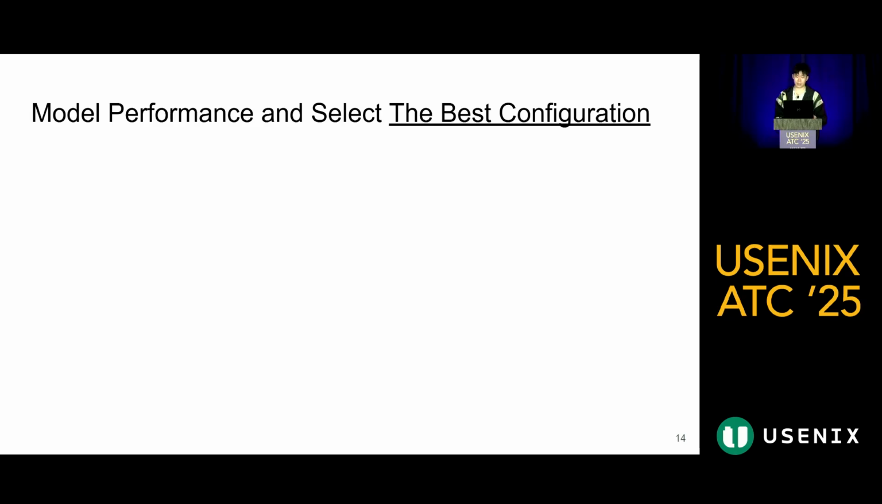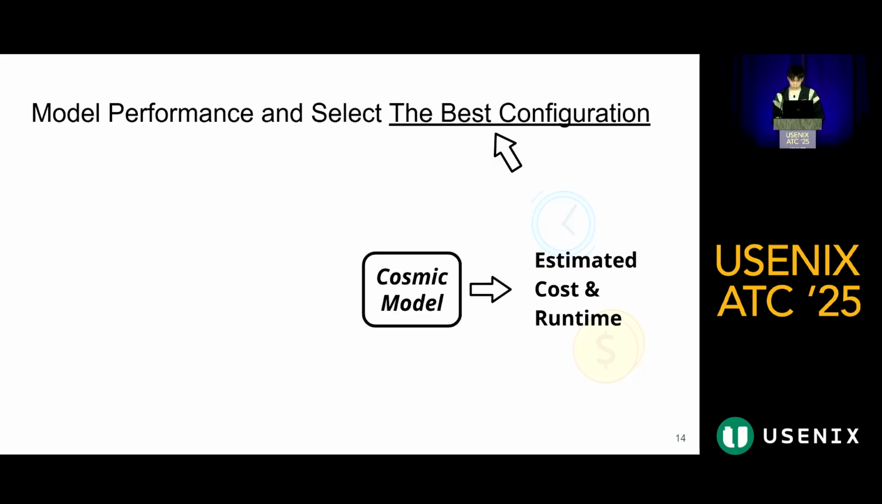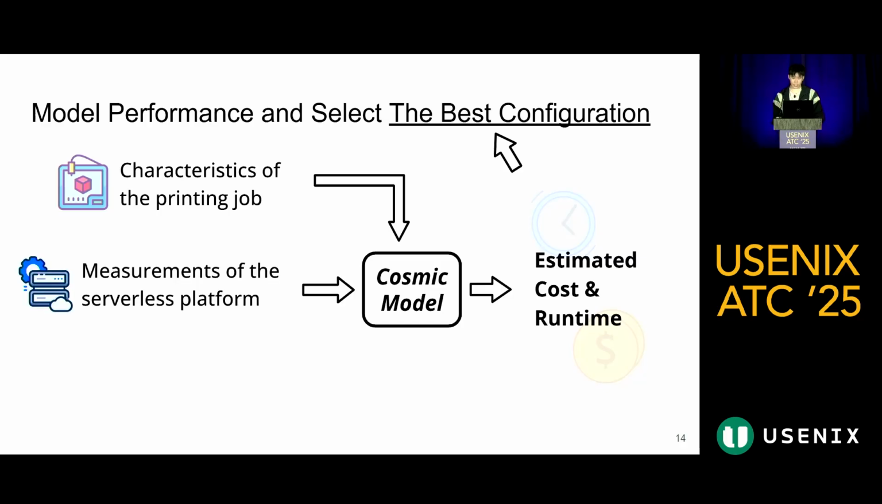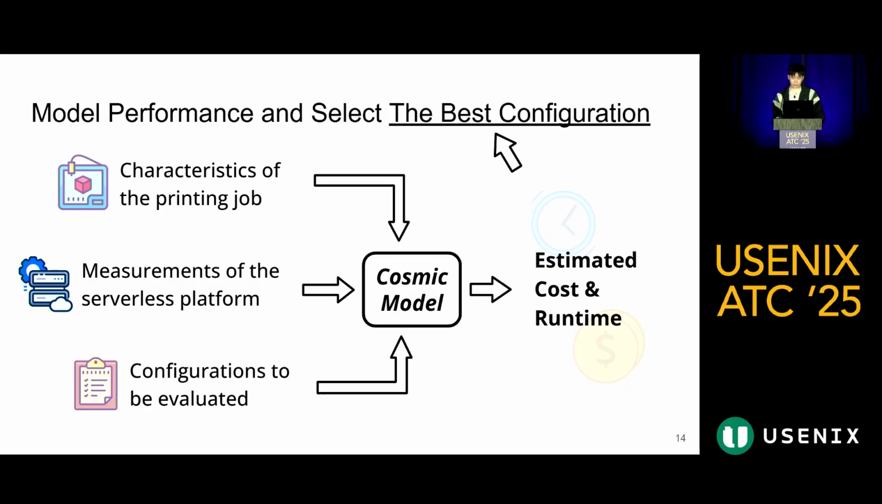Now we need to find the best strategy: determine how many workers we need and how many groups we should divide all the computation and data into. To do that, we need to estimate the cost and runtime for every combination of parameters. We develop a model that takes as input the characteristics of the printing job and the measurements of the serverless platform and configurations to be evaluated. With all that, we can enumerate the configurations and pick the best one.